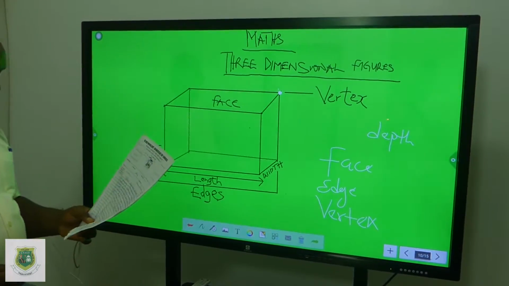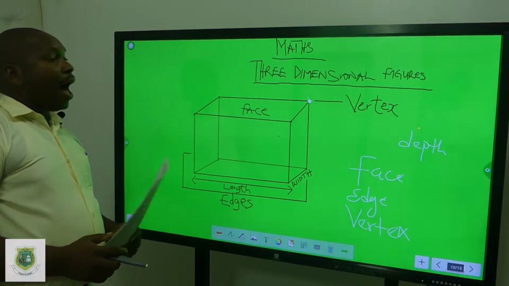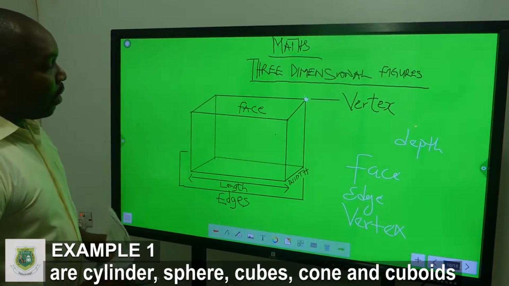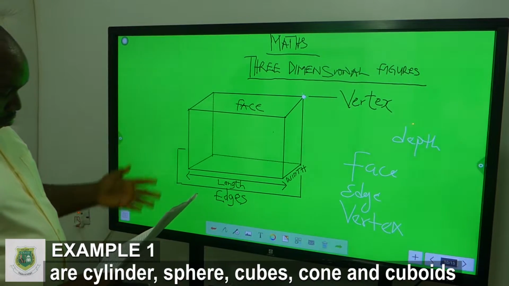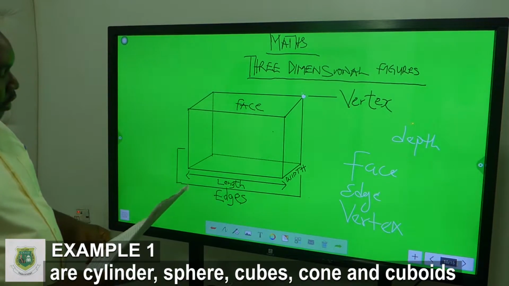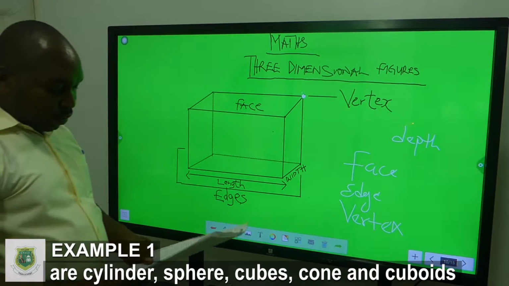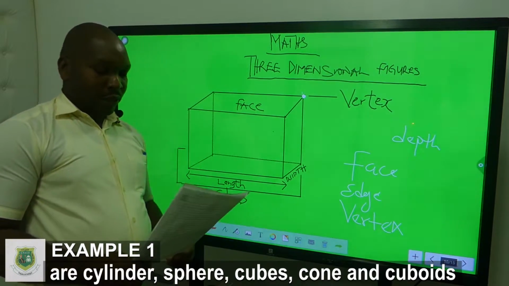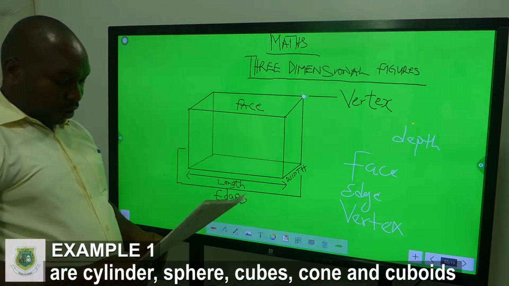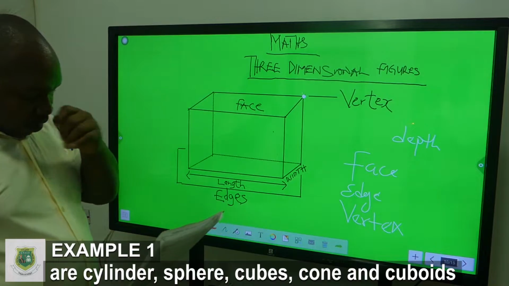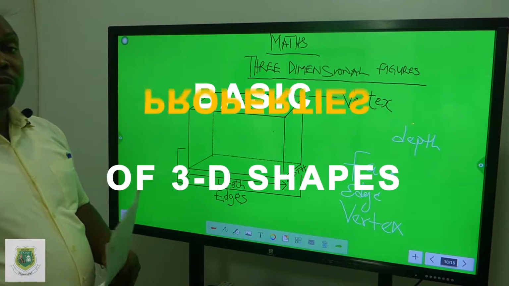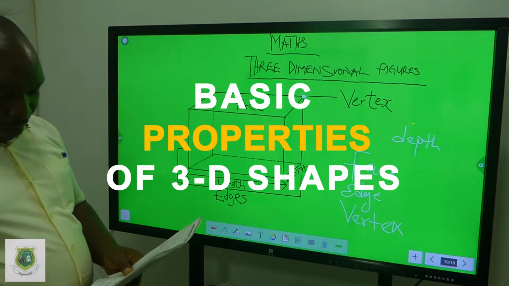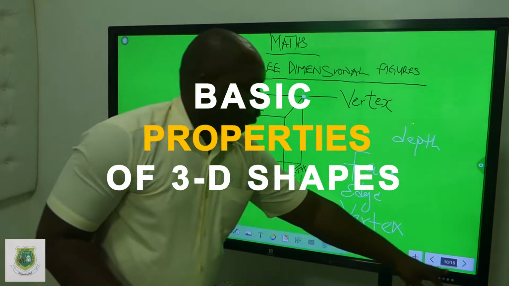Examples of three-dimensional shapes are sphere, cylinder, cubes, cone, and cuboid. They are all three-dimensional shapes. So now let's look at some basic properties of some three-dimensional shapes.